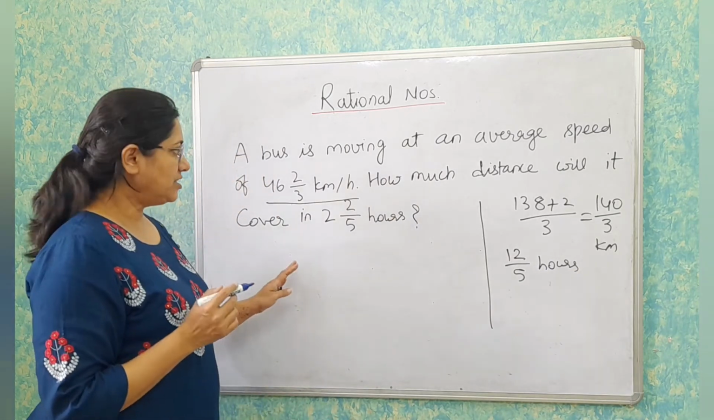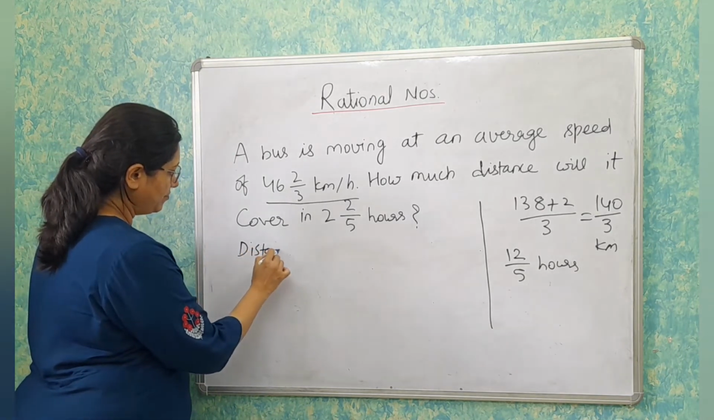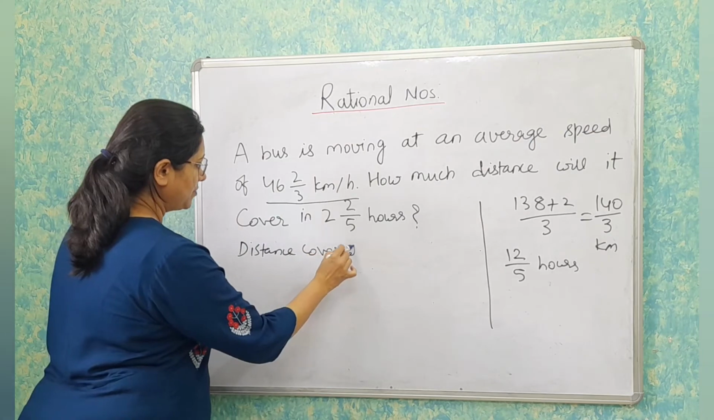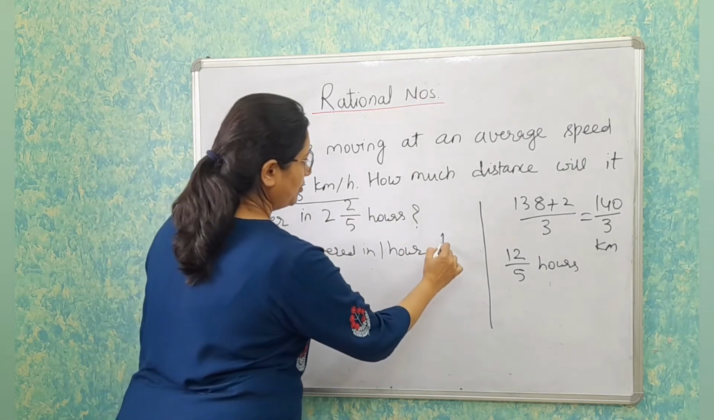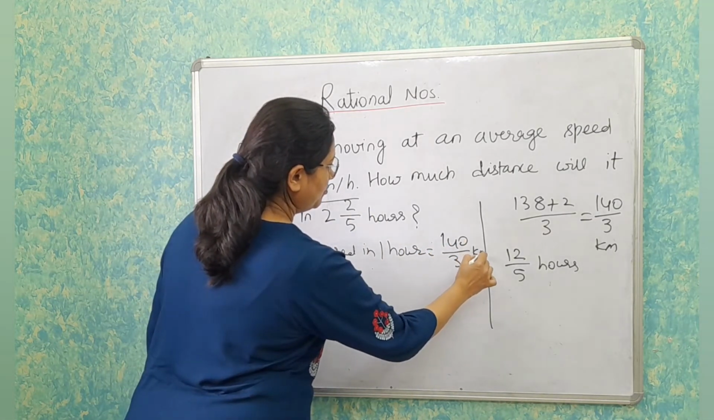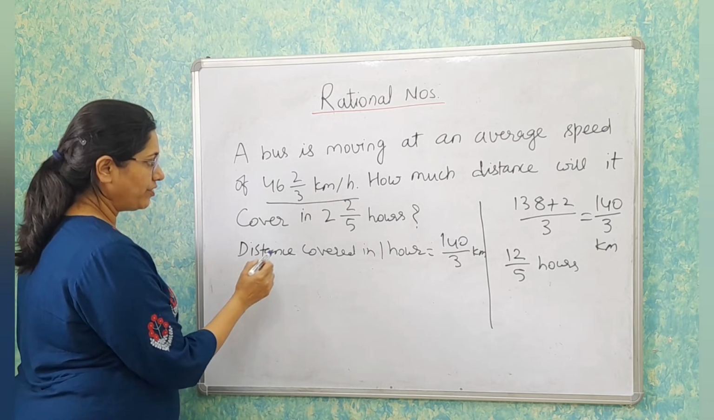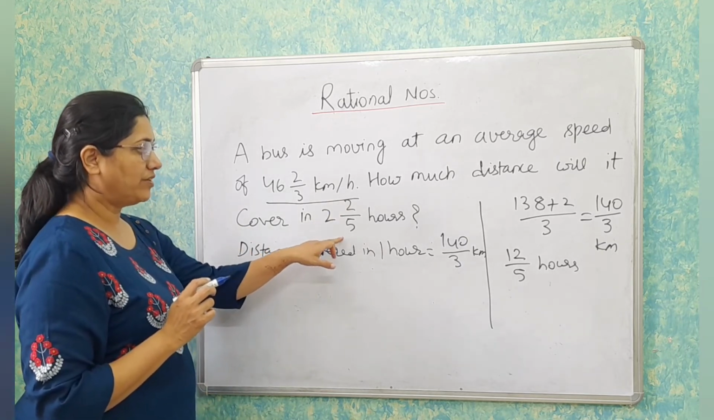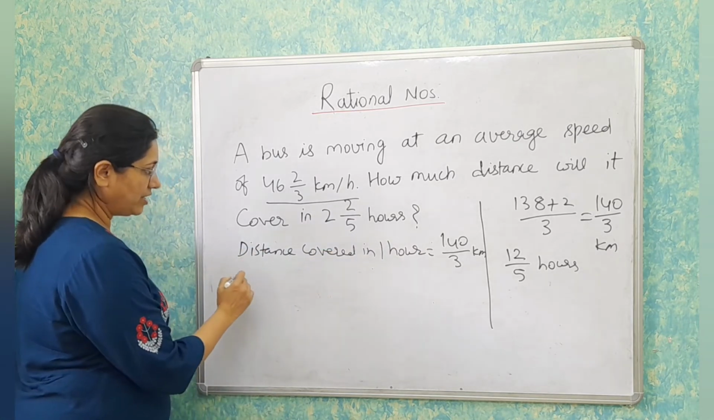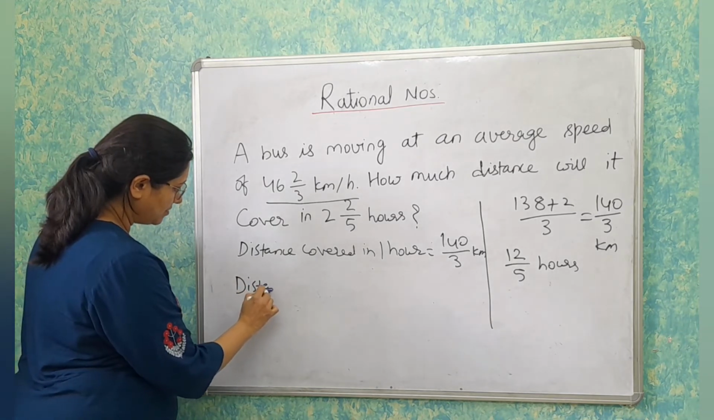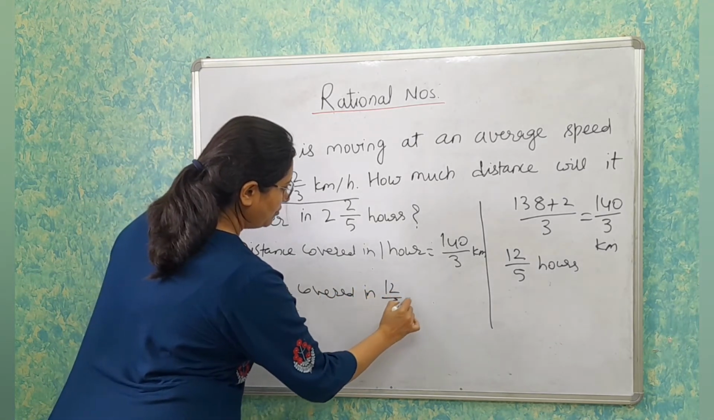And now I can make the statement. The first statement would be: distance covered in 1 hour. And what is the distance? 140 upon 3 kilometer. And what is the question? How much distance will it cover? So I have to find out the distance covered in 2 2/5 hours. But we have changed this 2 2/5 hours into 12 upon 5 hours. So I can say distance covered in 12 upon 5 hours.